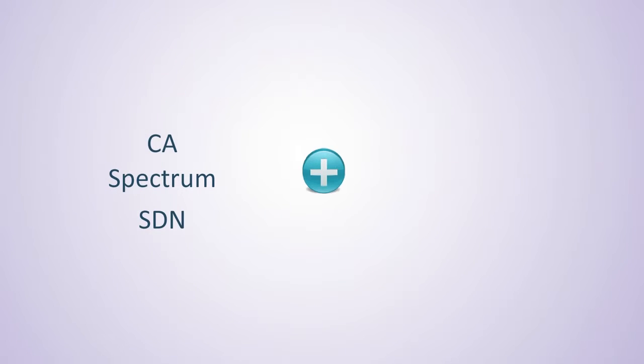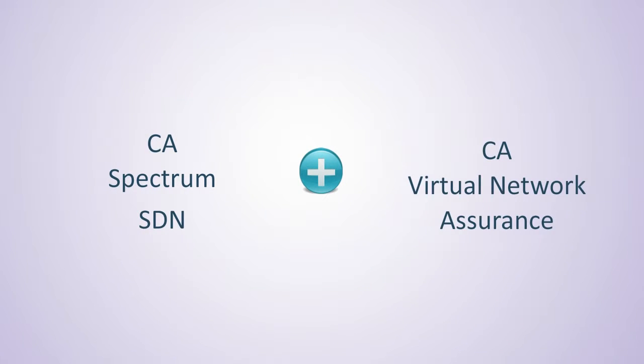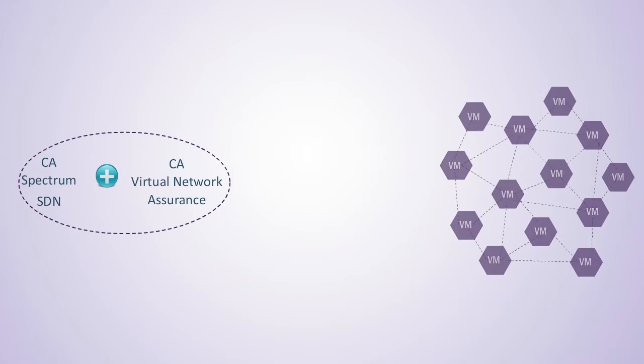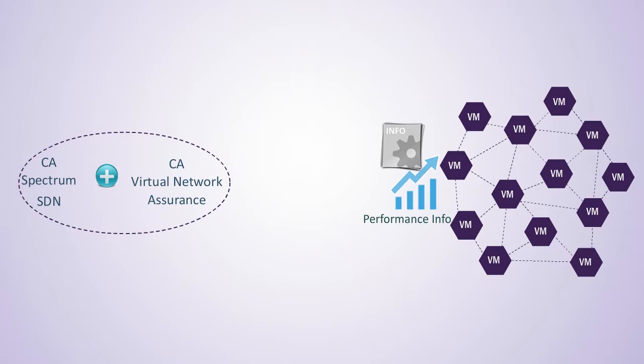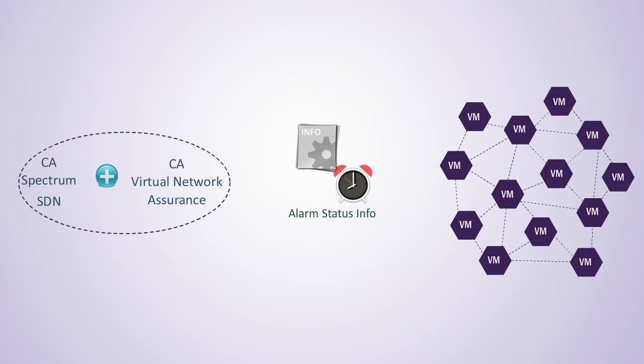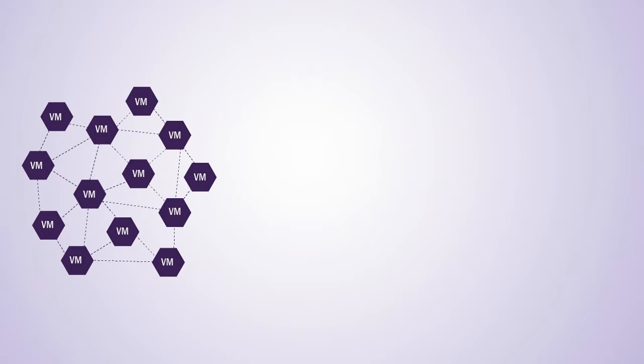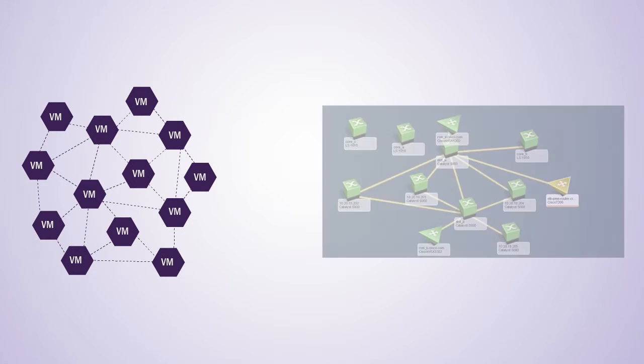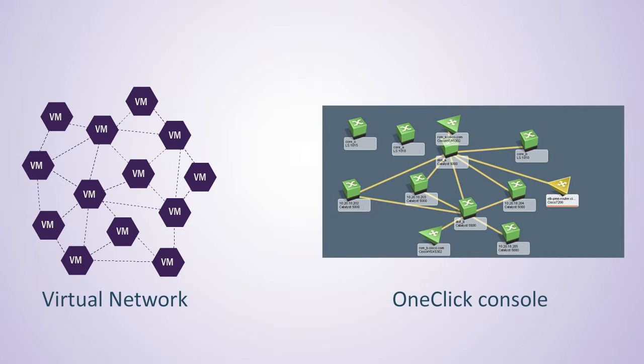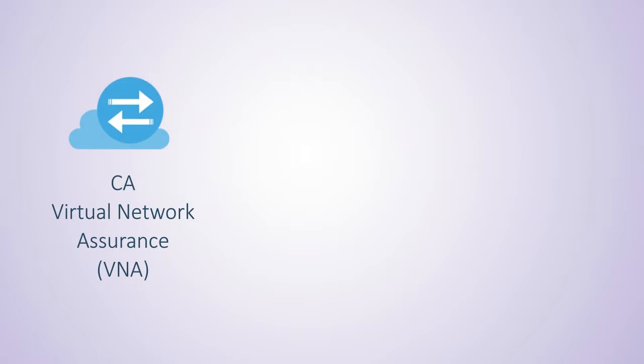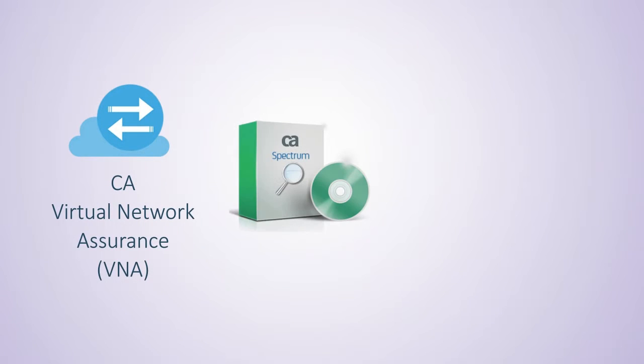CA Spectrum SDN integrates with the CA Virtual Network Assurance to get the information related to the inventory, performance, alarm status, and so on, from the virtual networks. It also displays the entire topology of the virtual networks and how they are connected to the physical networks on the OneClick console. CA Virtual Network Assurance, or VNA, is called the SDN Gateway for CA Spectrum.